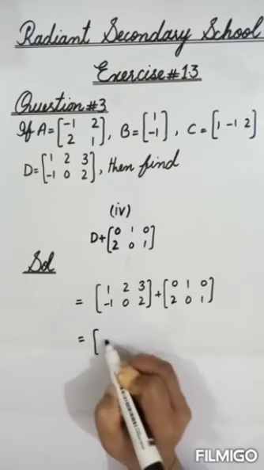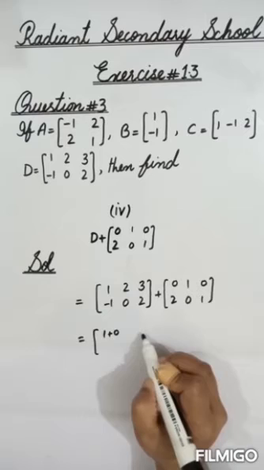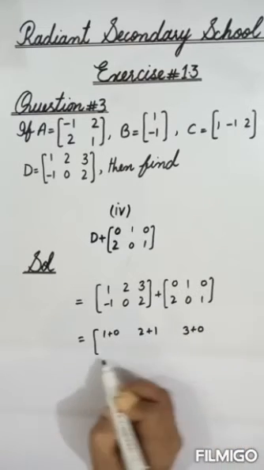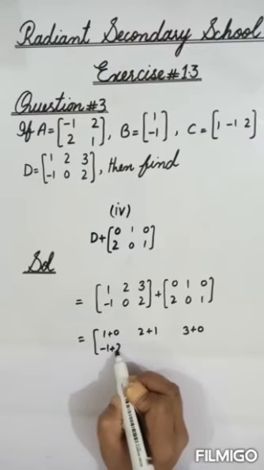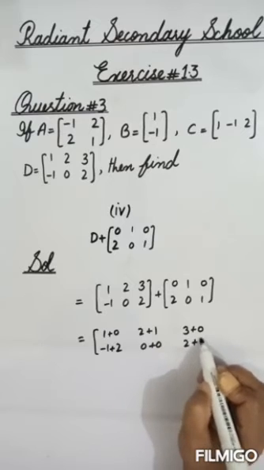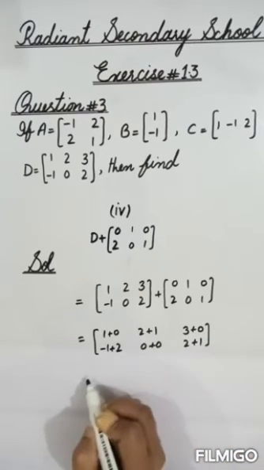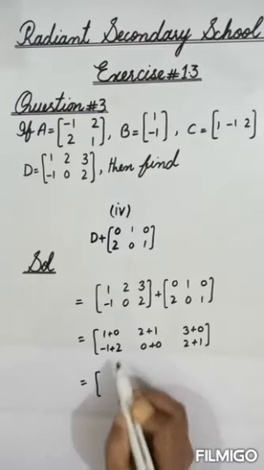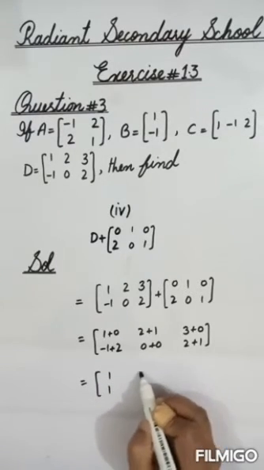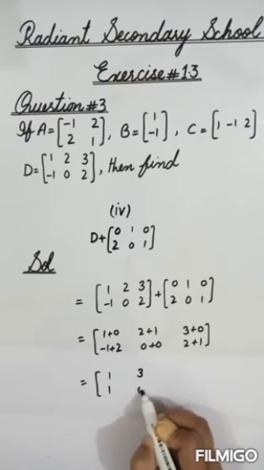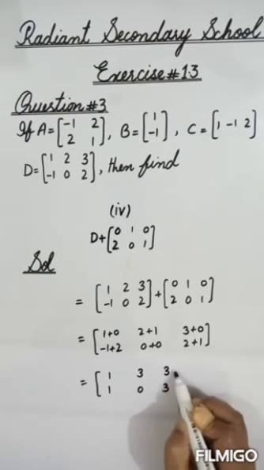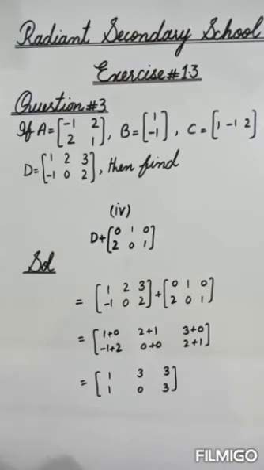It goes to 1 plus 0, 2 plus 1, 3 plus 0, -1 plus 2, 0 plus 0 and 2 plus 1. Now just we have to solve it. By solving, it goes to 1 plus 0 is equal to 1, -1 plus 2, 1, 2 plus 1, 3, 0 plus 0, 0, 3 plus 0, 3, 2 plus 1 equal to 3. This is the answer of question for part number 4.